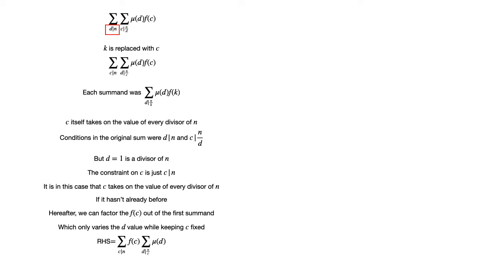The conditions in the original sum were d divides n and c divides n upon d, but d equals 1 is a divisor of n, whereupon the constraint on c is just c divides n. It is in this case that c takes on the value of every divisor of n if it hasn't already before. Hereafter, we can factor the f of c out of the first summand, which only varies the d value while keeping c fixed. This gives that the RHS equals the sum as c divides n of little f of c multiplied by the sum as d divides n upon c of mu of d.